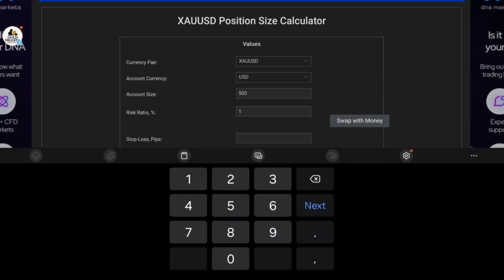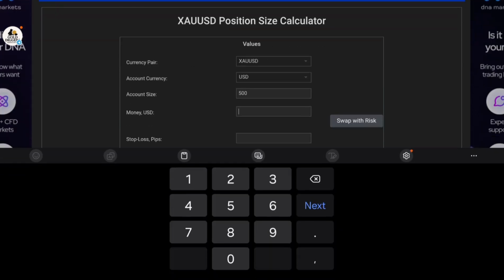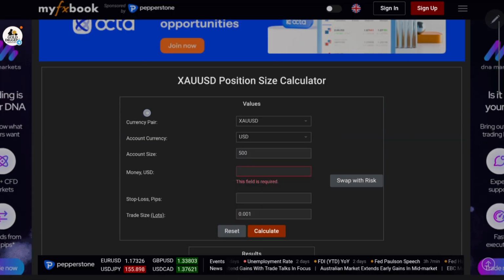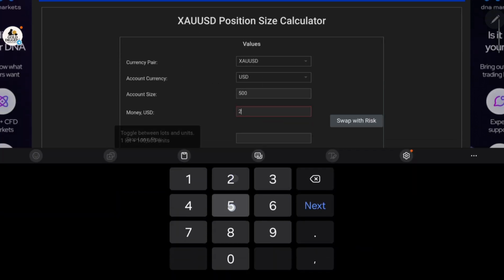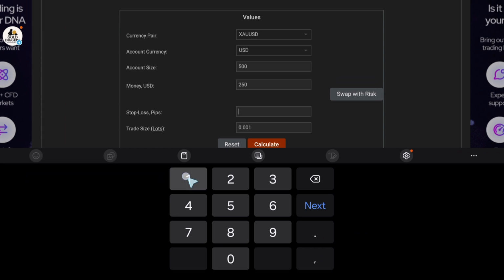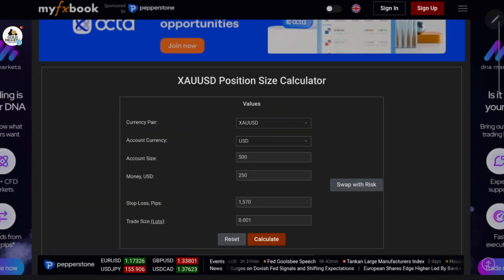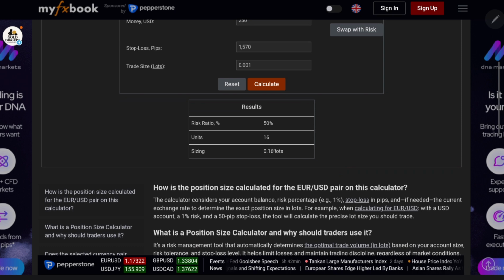Let's say in this case now, we want to risk 250 because of our last example. Let's see if we'll get the same lot size. So this is the risk, 250. No, not the percentage. You risk money. Make sure that this area is either in money or in risk percentage, whichever you want. So now I want the money, so we'll do 250. Then what was the stop loss? I think it was 1570. Once you are done with that, don't alter anything here. Just tap on calculate. And you can see we got 0.16.